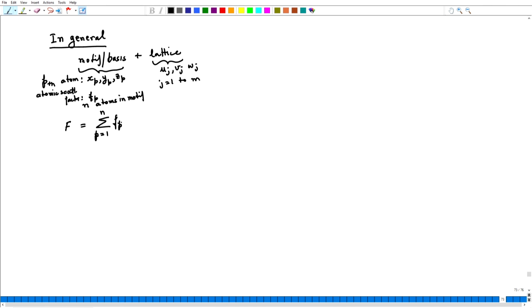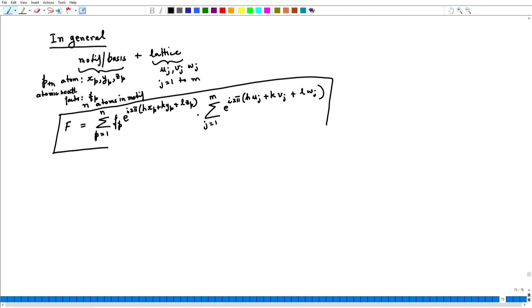Atomic scattering factor Fp e to power i 2 pi (h xp plus k yp plus l zp), multiplied by another summation term, which is the lattice part, j equal to 1 to m. The atomic scattering factor will be part of the motif, and here I only have the lattice point. So, I will simply have e to power i 2 pi (h uj plus k vj plus l wj). So, I can write the structure factor in this form.